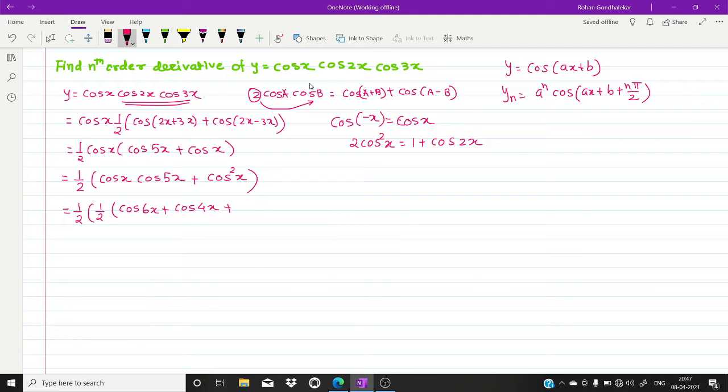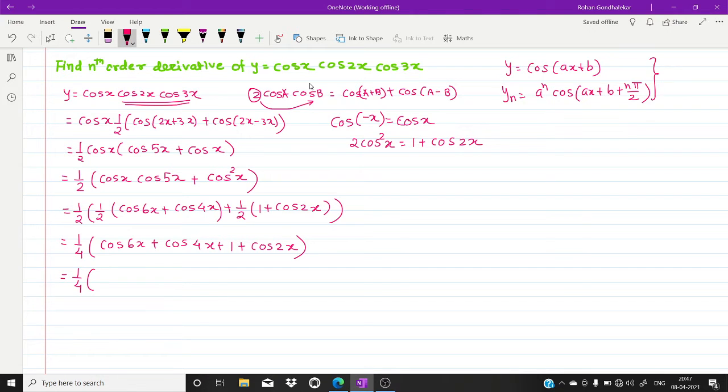So hence my answer is 1 by 2 into bracket, 1 plus cos 2x. So one can take 1 by 2 common from both the terms. So we get 1 by 4 outside, and inside we get cos 6x plus cos 4x plus 1 plus cos 2x. So the nth order derivative of the constant is anyhow going to be 0. So leave it. Now think of the separate term cos 6x.